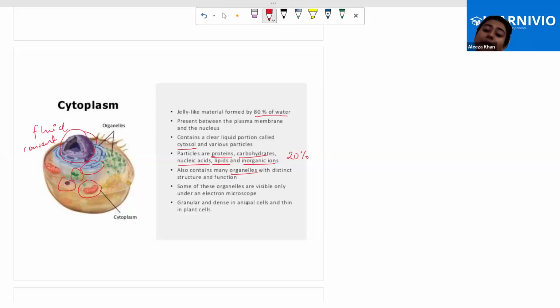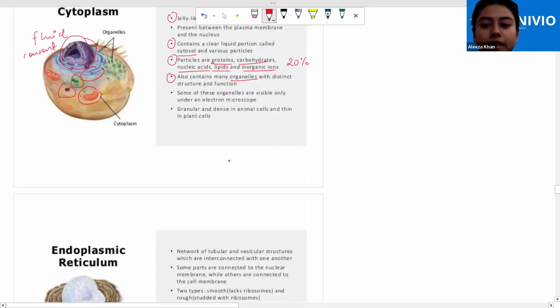There are differences in the cell organelles also. Some may be present and some might be absent in the animal cells, such as the plastids and the vacuoles. These you will find only in the plant cell. The rest of the cell organelles you will find in the animal cell also. So please write only these three short points: it contains cytosol and 20% particles such as these, and also contains the cell organelles. And we'll talk about all the cell organelles.